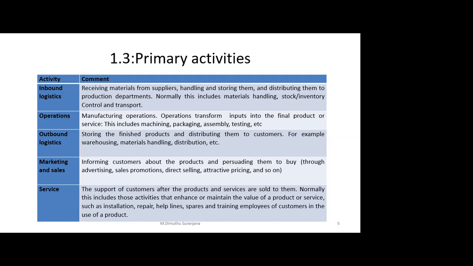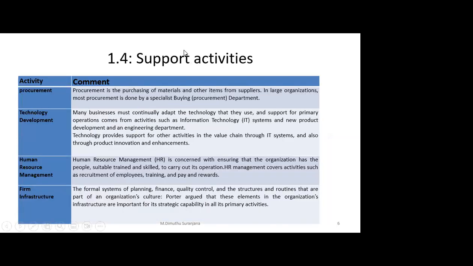Right. Then the next one is support activities. What are support activities? There are 4 support activities: procurement, technology development, human resource management, and firm infrastructure. These are not directly connected with the product or service. These help the primary activities. These are supporting activities.